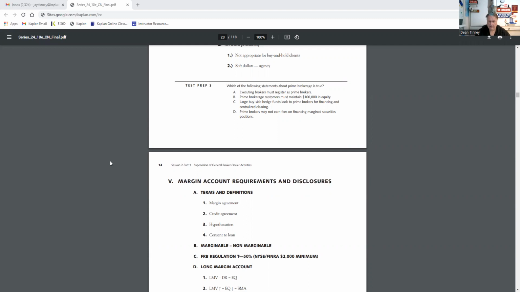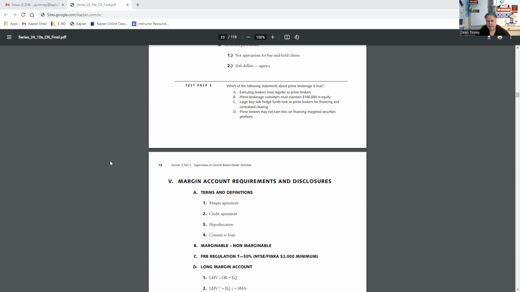I mean, nobody has a monopoly on ideas. And I want to be able to tell the executing broker that if it's their idea, I'll execute through them, and they can get the commission markup or markdown, depending on whether they're trading as an agent or as a dealer principal. Executing brokers must register as prime brokers. No, you get to decide as a broker dealer whether you want to participate in this line of business.